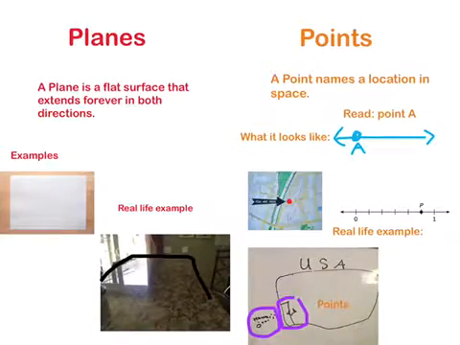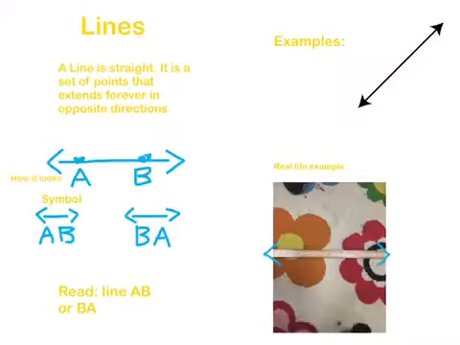Planes. A plane is a flat surface that extends forever in both directions. Points. A point names a location in space. Lines. A line is straight. It is a set of points that extends forever in opposite directions.